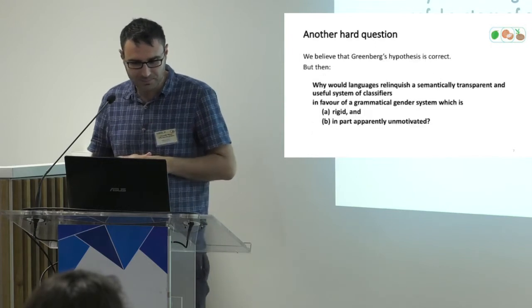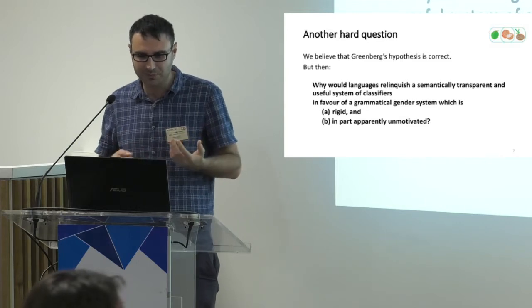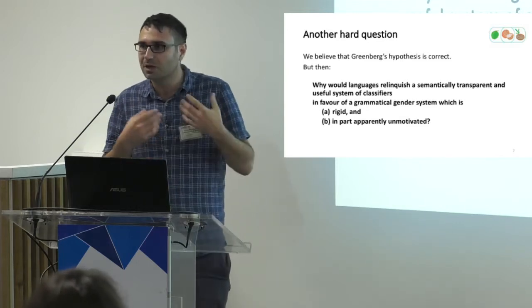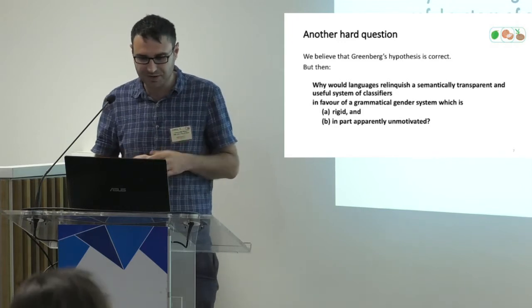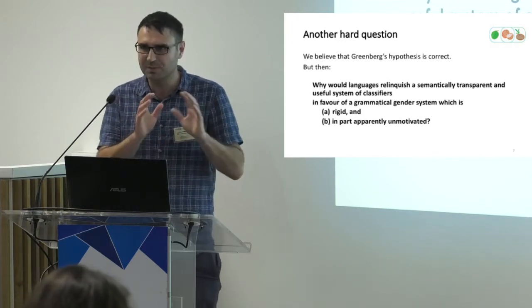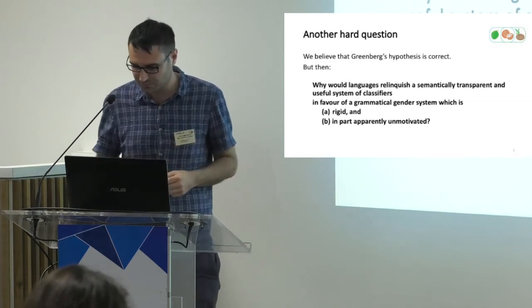So yeah, we think Greenberg's hypothesis is correct, but we also want to answer some big questions, such as why would languages relinquish such a useful, semantically transparent classifier system in favor of some sort of grammatical gender system that's a bit more of a rigid assignment system, and in part apparently unmotivated for formal reasons.